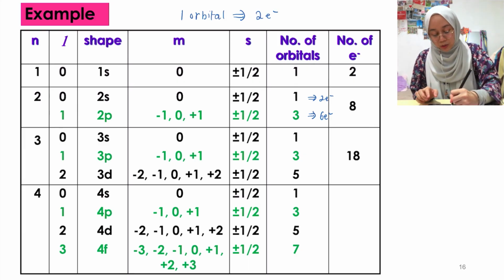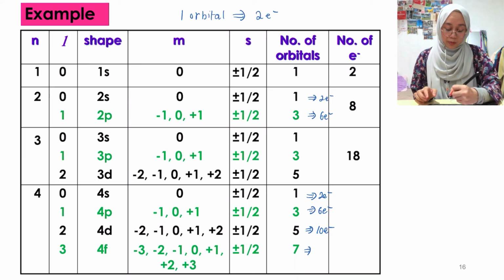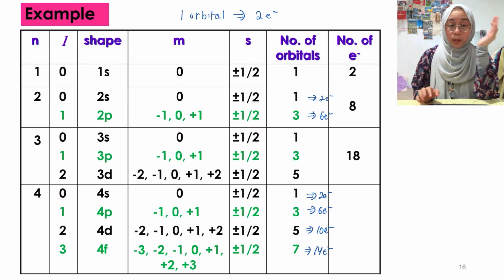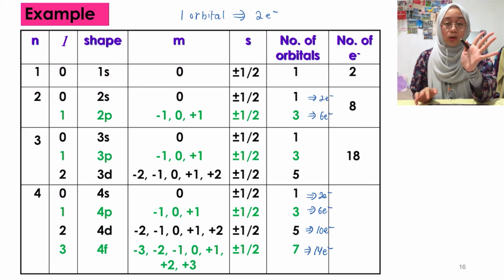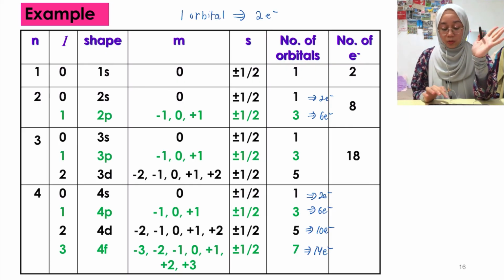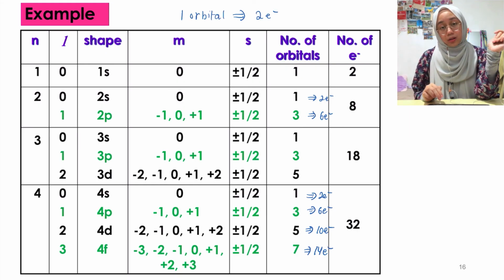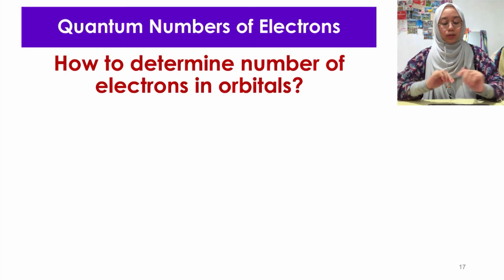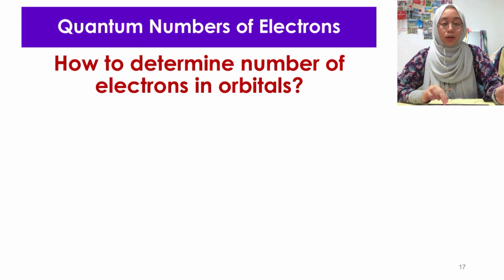Okay, so bermaksud dalam 4S kita boleh muatkan 2 elektron, 4P kita boleh muatkan 6 elektron, 4D kita boleh muatkan 10 elektron, dalam 4F boleh muat 14 elektron. Bermaksud in n equals to 4, it can accommodate up to 32 electrons. Okay, so now, how to determine the number of electrons in orbitals?